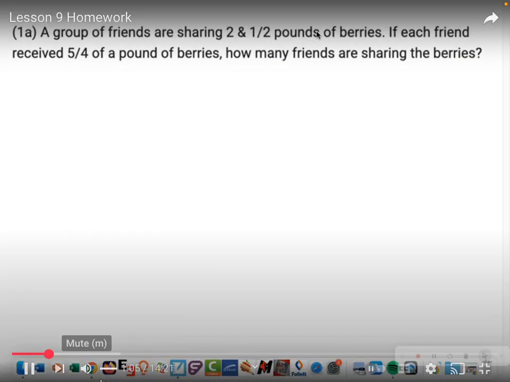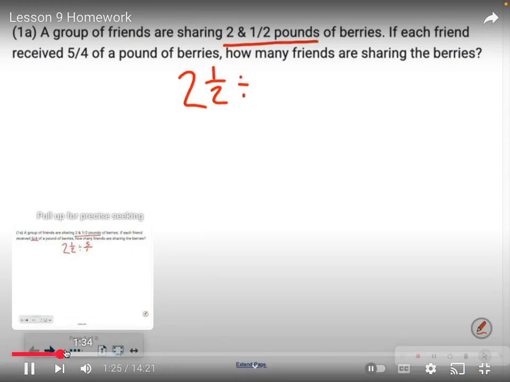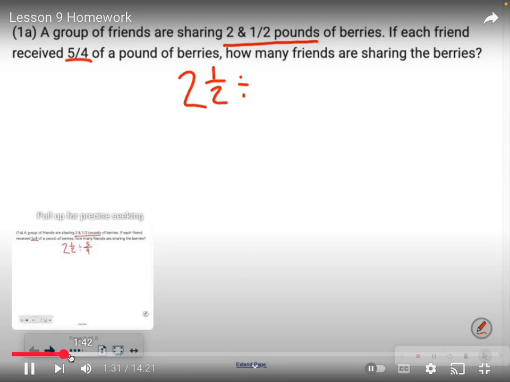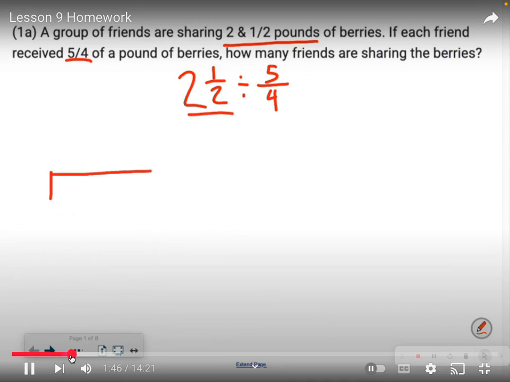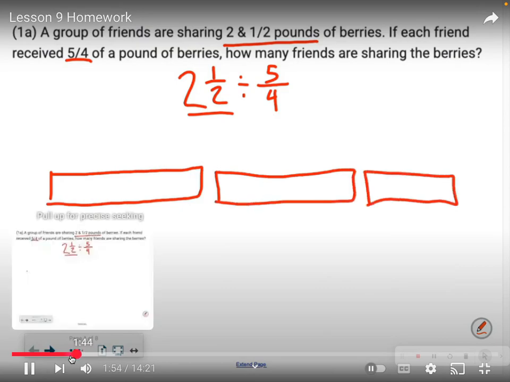Move this out of the way. So the division equation we would write for it would be 2.5 divided by 5/4. Here I go making the diagram, so that's 1 whole. That is 2 wholes, and then that's my half.